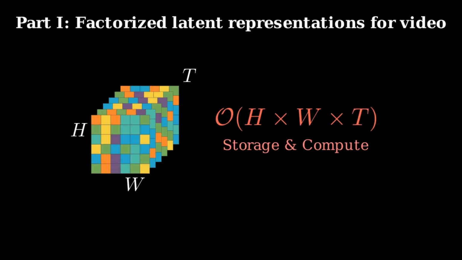Autoencoding spatio-temporal volumes means the latent space scales linearly with the sequence length. This creates a massive storage and computational bottleneck of order H times W times T for modern architectures like transformers, where self-attention scales quadratically with the sequence length. This linear expansion in the time dimension quickly makes long video generation computationally intractable.